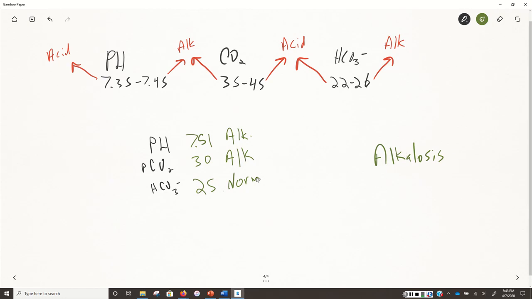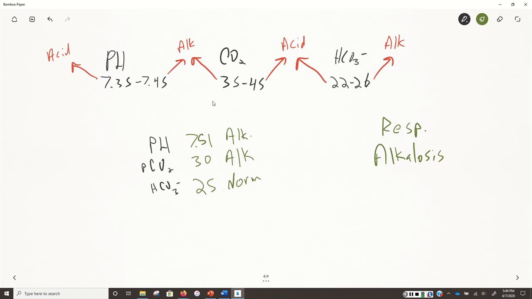Now we filled out the next two things. One of them is going to match the pH, and one of them is not. So let's go and see which one it is. pH says alkaline. Which other says alkaline? The pCO2. Which system does CO2 correspond with? It corresponds with our respiratory system, whereas HCO3 minus is a metabolic process. So respiratory matches, and that tells us respiratory alkalosis. What kind of things cause pCO2 to be low? Something like hyperventilation can cause respiratory alkalosis.